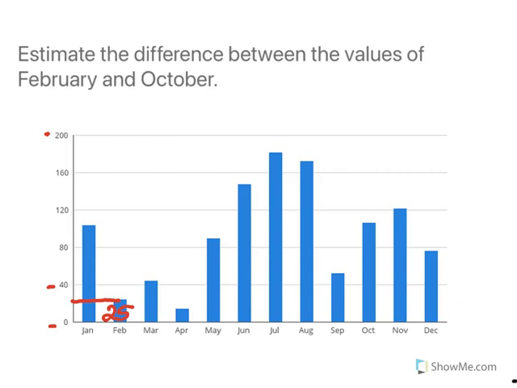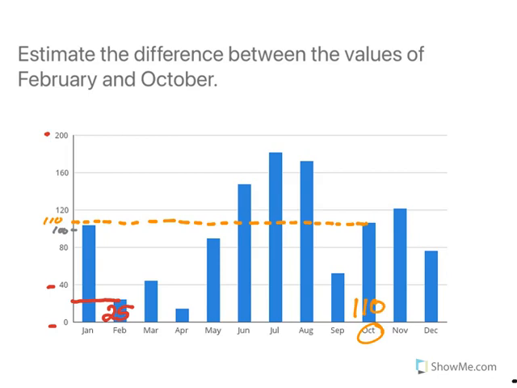So now you want to look at October. October is over here. And if I go up, and sometimes it helps to draw a horizontal line, again, we're over halfway. The halfway point would be about here, and that's 100. So I think that October is probably closer to maybe 110. So let's call October 110.